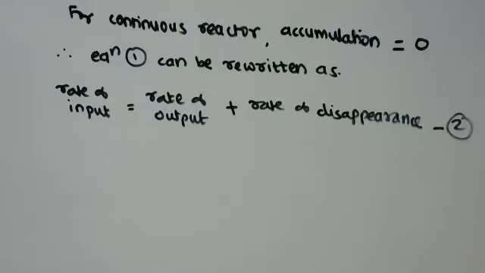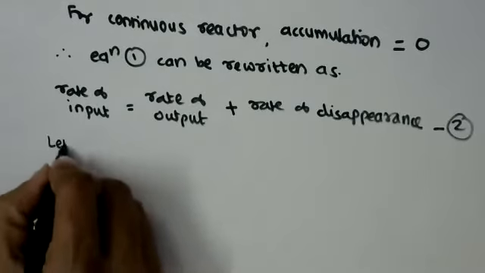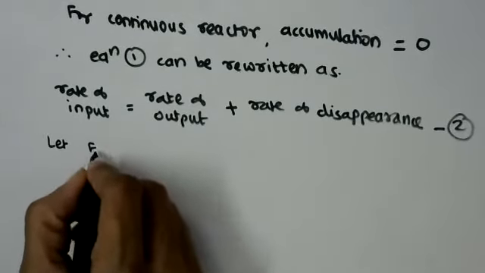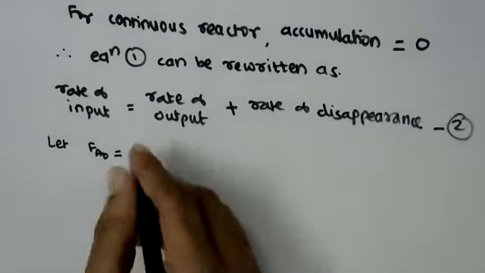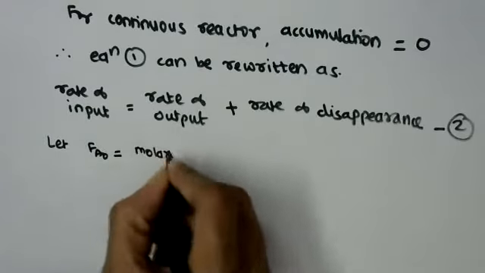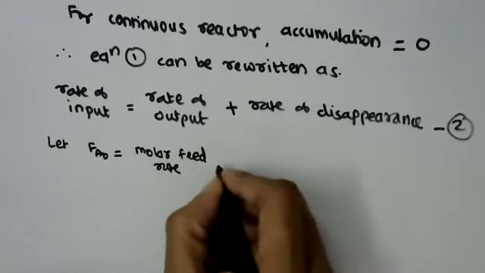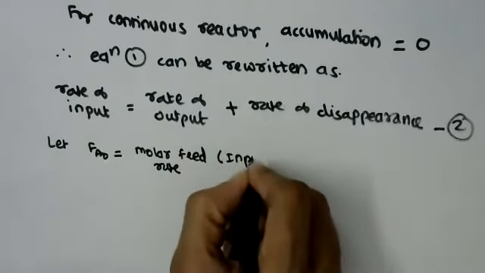Now we'll try to write down some variables in the equation, and before writing the variables, let us define those variables. So let Fa0 be the molar feed rate. This corresponds to input.